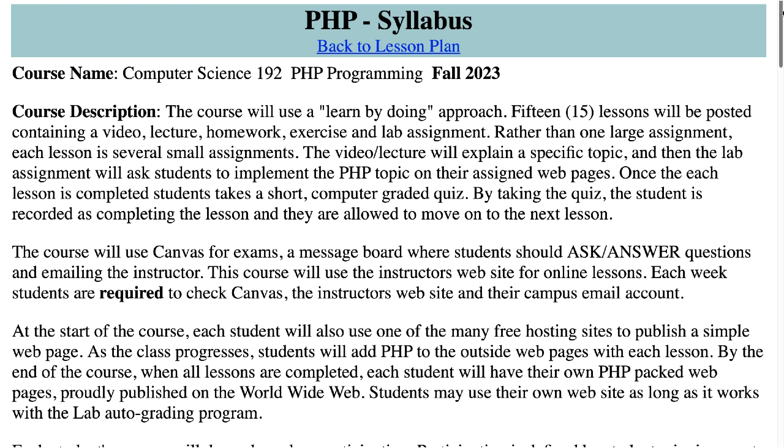This course is a learn by doing approach. There are going to be 15 total lessons, each containing video, homework, exercise, lab, etc. Rather than one big assignment every week, I broke it up into small pieces so you can do them a half hour at a time. The course will also use Canvas for exams, message boards, where students can ask and answer, and you can email the instructor from Canvas. There's basically 3 parts to this class, right? You've got to check Canvas, you've got to check my website, and you've got to check your email. And you're required to do all 3 things every week of this course.